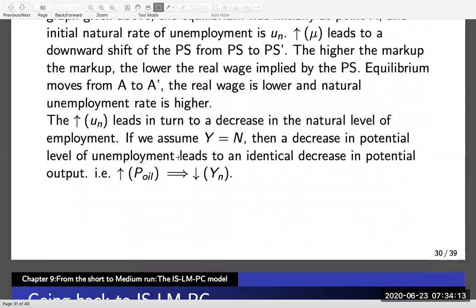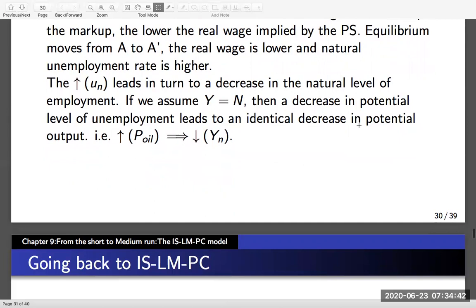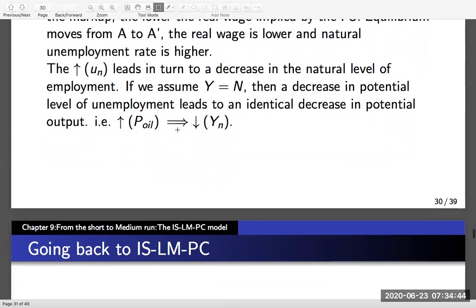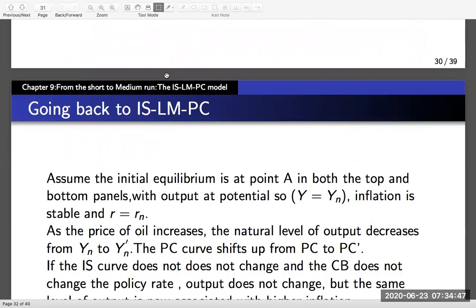So when the natural rate of unemployment goes up, it leads in turn to a decrease in the natural level of employment. Now remember, we had a relationship where we linked unemployment, employment, and output. If there's an increase in the natural rate of unemployment, it means there's a decrease in the natural level of employment. So if you continue assuming that Y is equal to employment, then a decrease in the potential level of employment leads to an identical decrease in potential output, right? Now, that was when you're talking about wage setting and price setting.